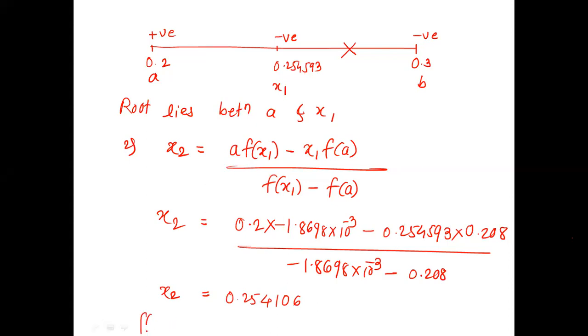So we have to go further. Find f of x2 also: minus 1.6411 into 10 raised to minus 5, which is again negative. So this is x2, 0.2541, which lies slightly on this side, with less value, between 0.2 and 0.2545. For this the value is again negative, so that part is cut and next is A and x2. So the root lies between A and x2.